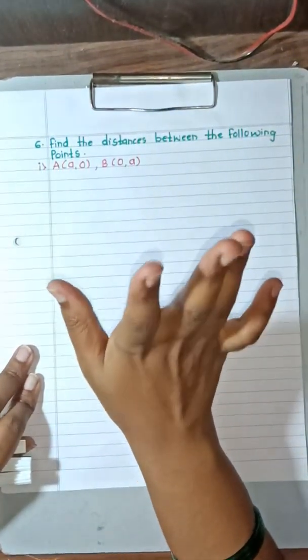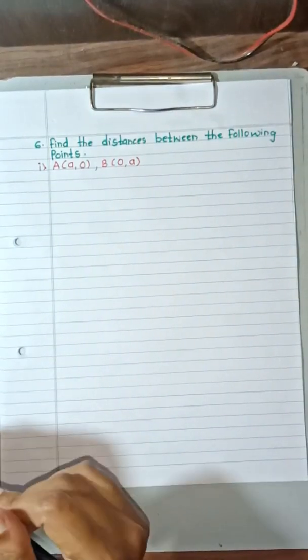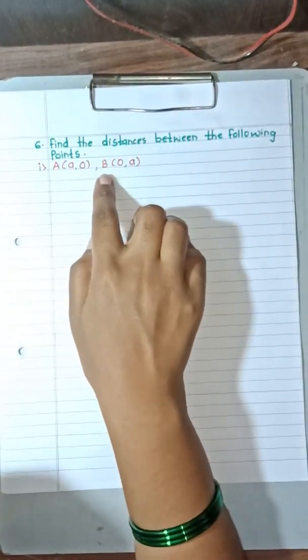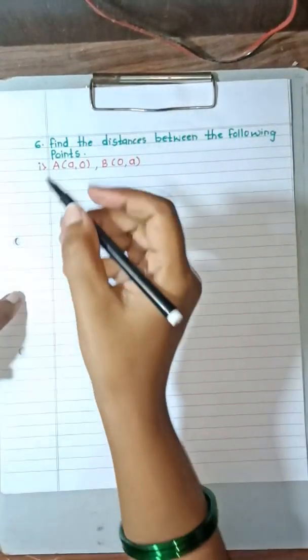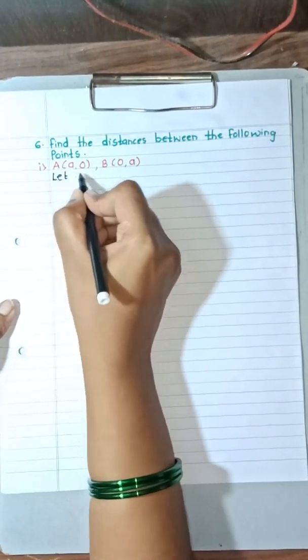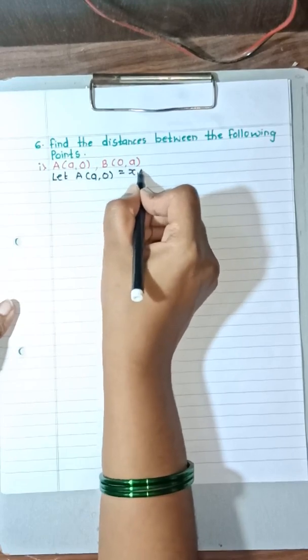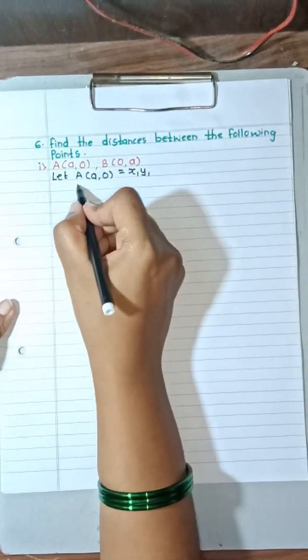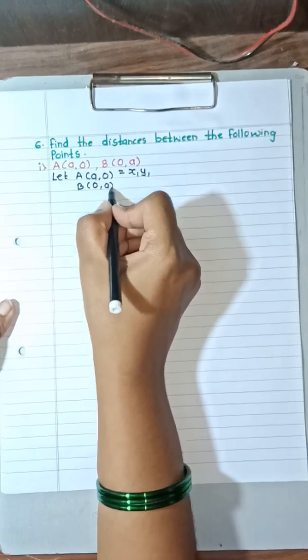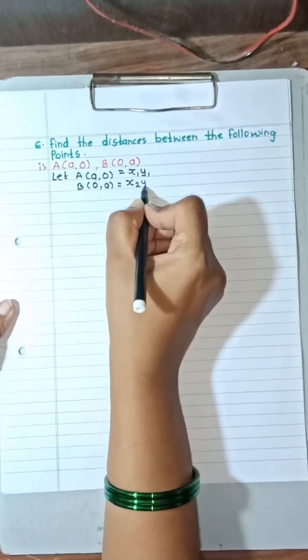First of all, let us see the first one. Now the first one is A(0, 0), B(0, a). Okay, so now we'll write down here, let A(0, 0) is equal to (x1, y1), and B(0, a) is equal to (x2, y2).